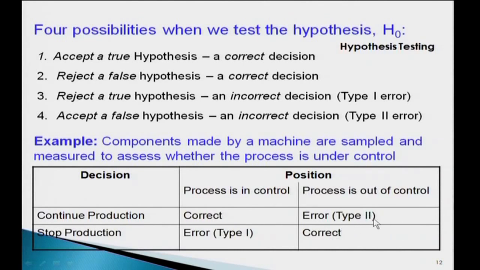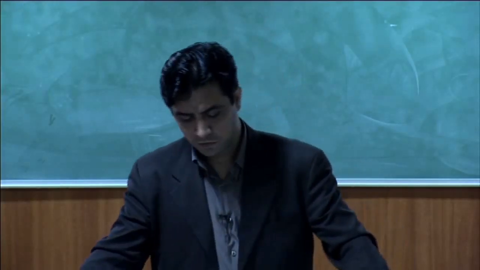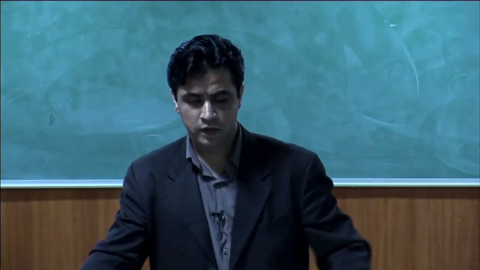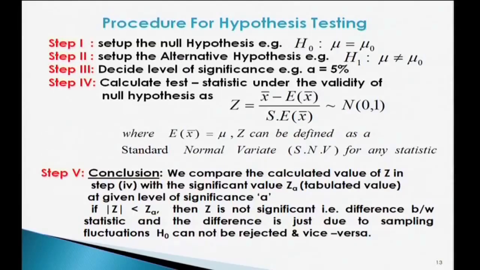So, buying a product which is defective is a consumer's risk, and sending that product to the malls or retail shops, or to reach the consumer, it is producer's risk. So, both should be minimized. Once we have understood type 1, type 2 error, null and alternative hypothesis, we would like to have an understanding now of what are the various steps, procedures of hypothesis testing, what steps we should follow, so that we are able to complete this process without any particular error.